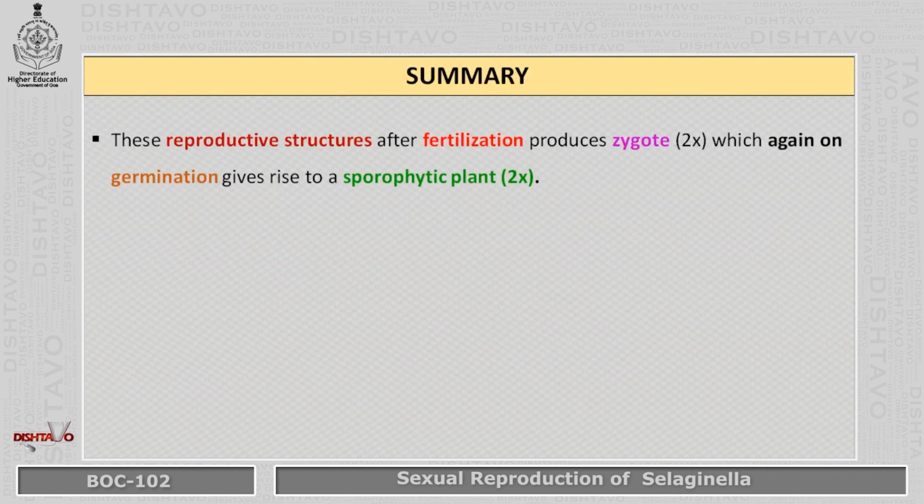These reproductive structures, after fertilization, produce a zygote which is diploid, which on germination gives rise to a new sporophytic plant which is diploid.